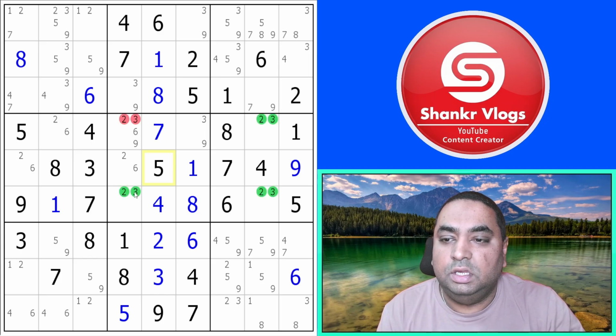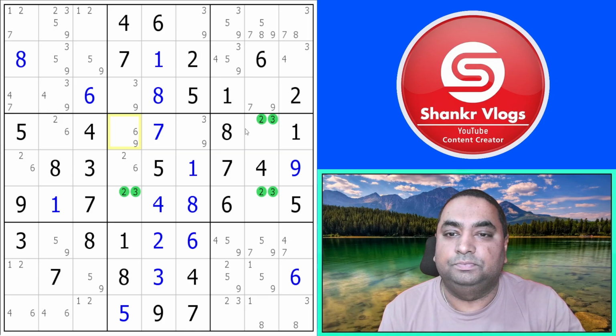Here you see 2, 3 are the UR candidates. As you can see, the 3 cells are occupied with 2 and 3. In the fourth cell, 6 and 9 are the additional candidates. So the elimination candidates are 2 and 3 in the fourth cell, so we can remove 2 and 3 in the fourth cell.